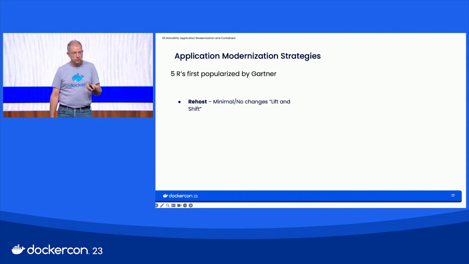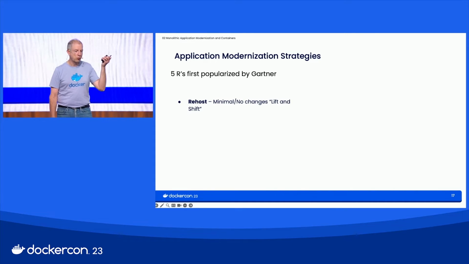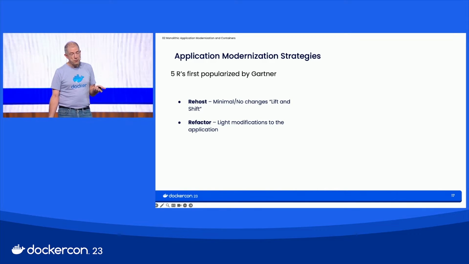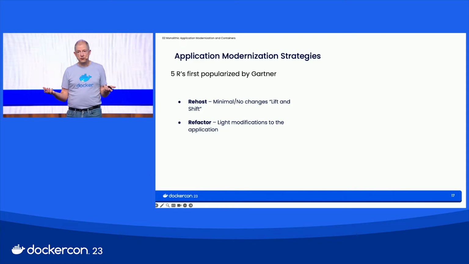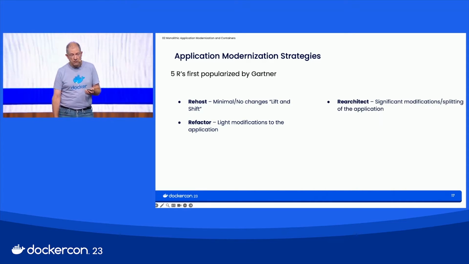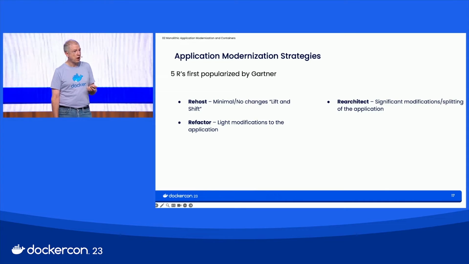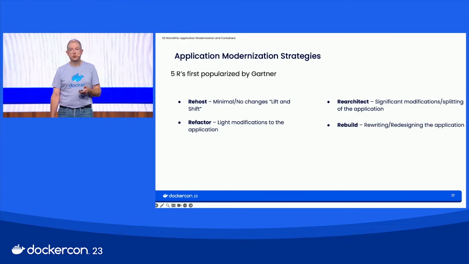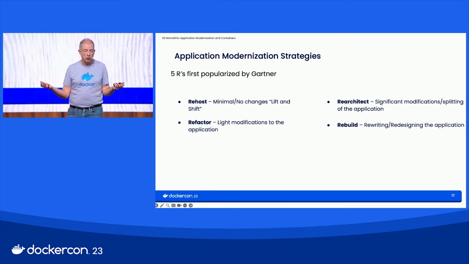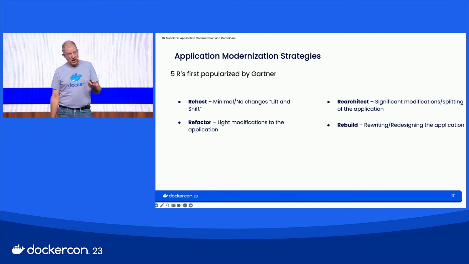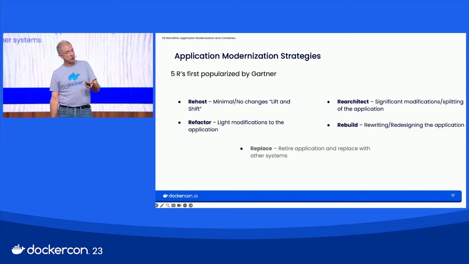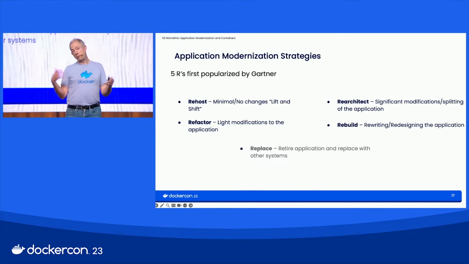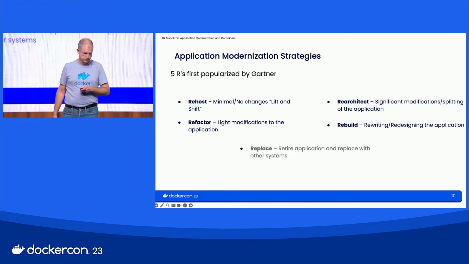First one is Rehost. This is minimal, no changes, lift and shift. This is pick it up from the hardware it's on, drop it on something else. The next is Refactor. So this is light modifications to the application, perhaps paying down technical debt. Next, we have Re-architect. Now we're making significant modifications to the application, splitting or decomposing the application. Then we get to Rebuild. So we are rewriting the application from the ground up, redesigning the application. And finally, there is also Replace, which we're not going to cover in this presentation, but it says, if you can replace the entire application with something else, do that.